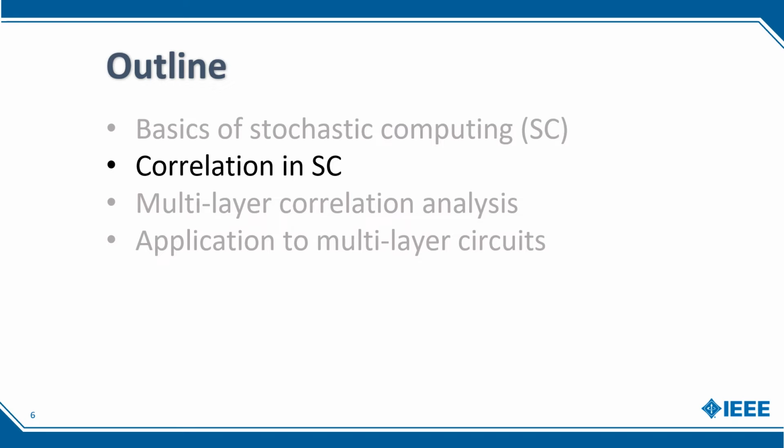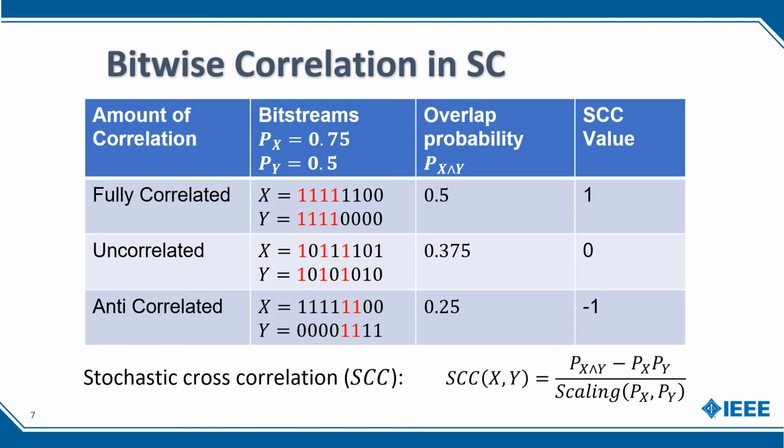Now we will discuss correlation and how it relates to stochastic computing. In stochastic computing, bitwise correlation between a pair of bit streams is defined by the likelihood of encountering overlapping ones relative to the values of the 2 bit streams.